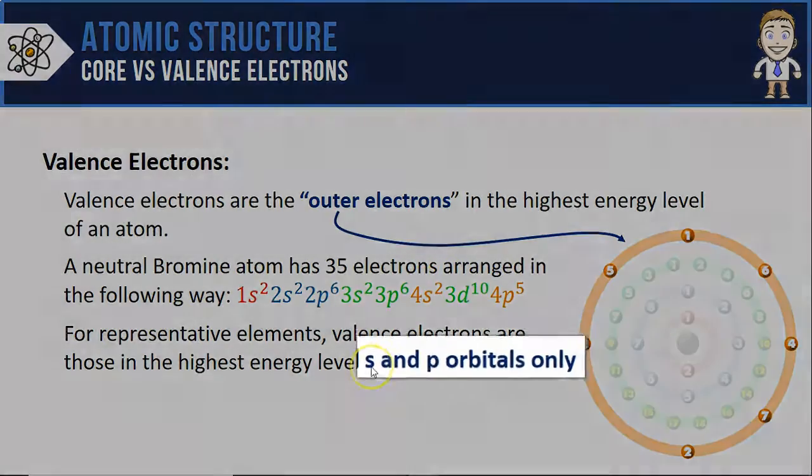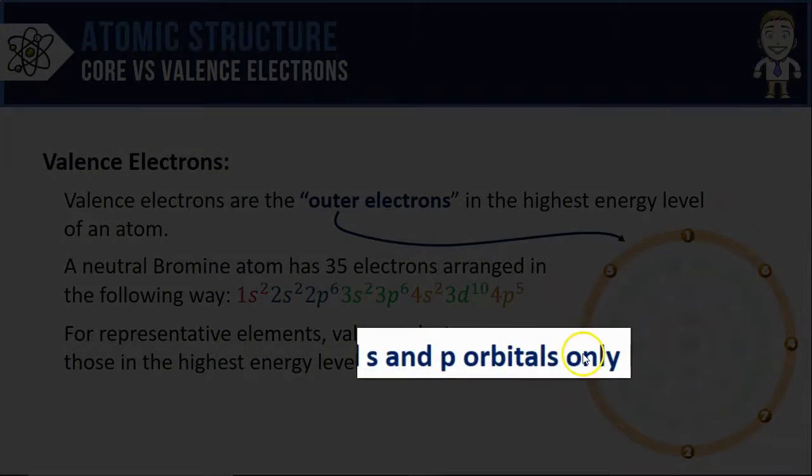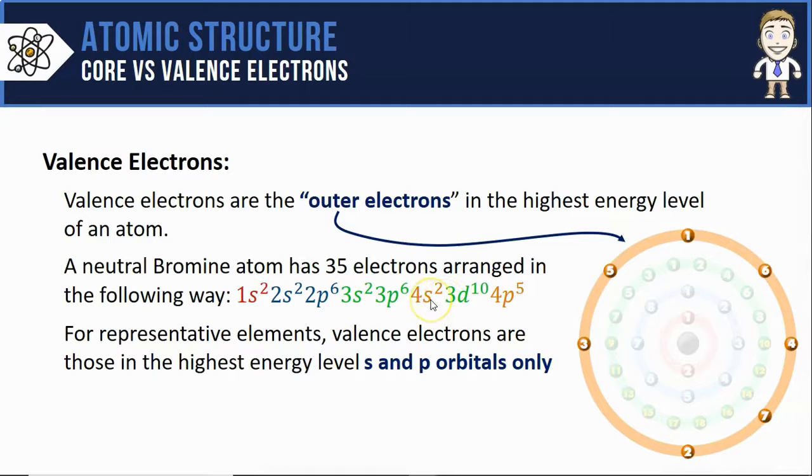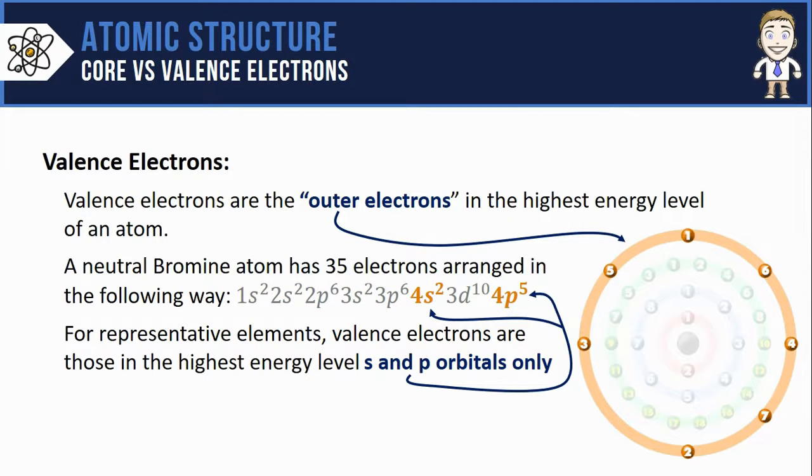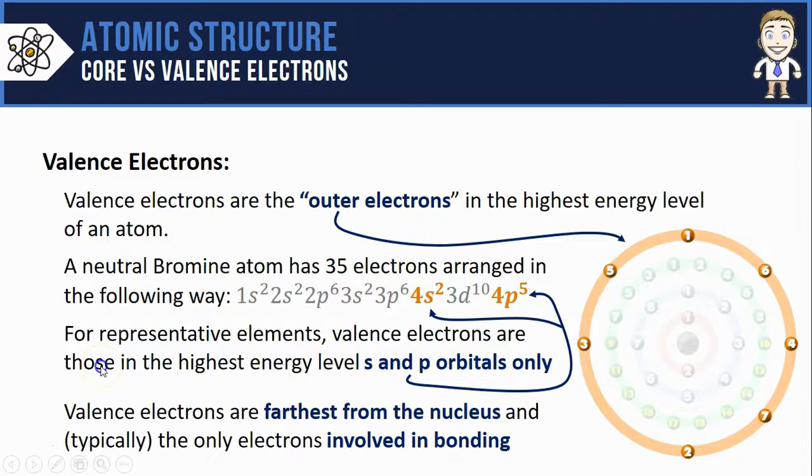The second important part is where it says s and p orbitals only. So in my fourth energy level here for bromine, I have s's and p's. That means they will both count towards the valence electrons. These 7 electrons are the valence electrons in bromine's configuration.